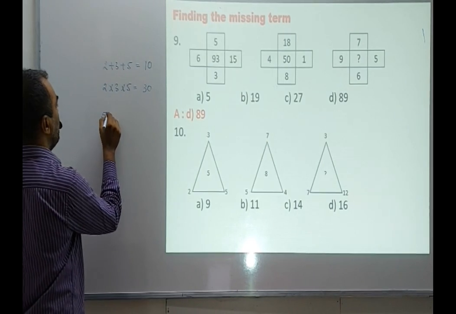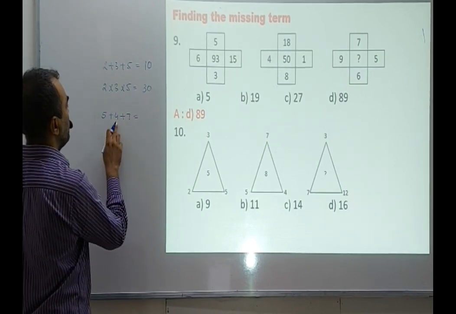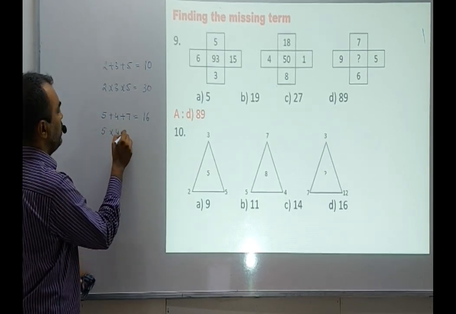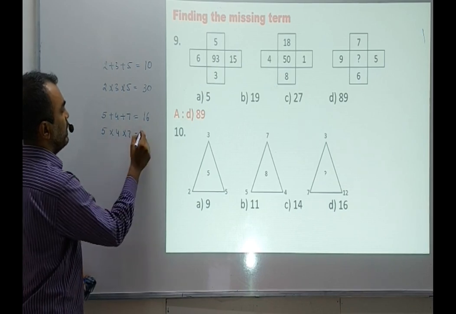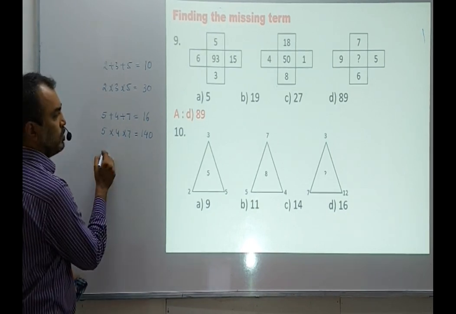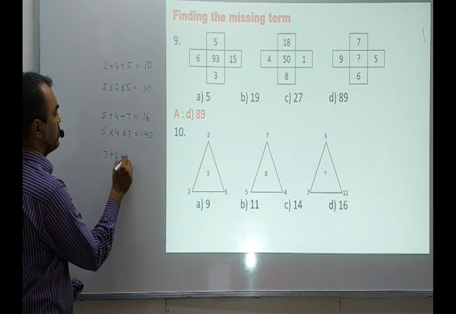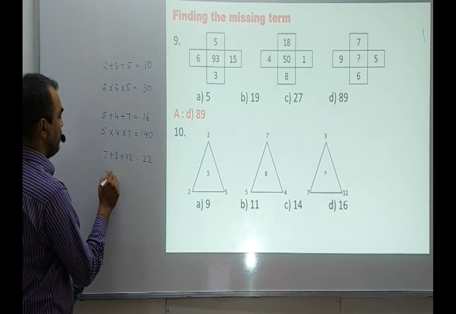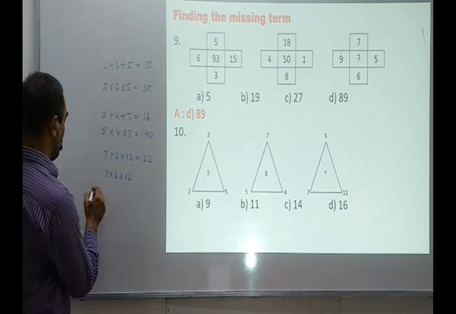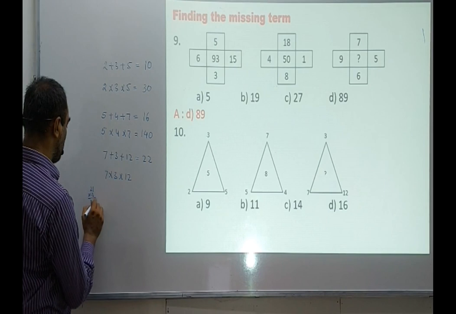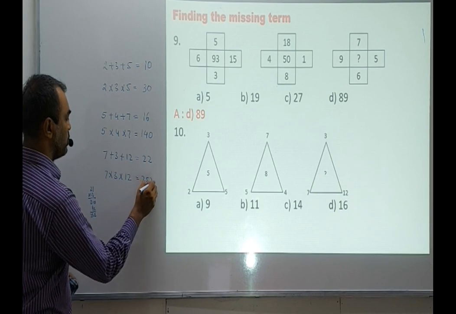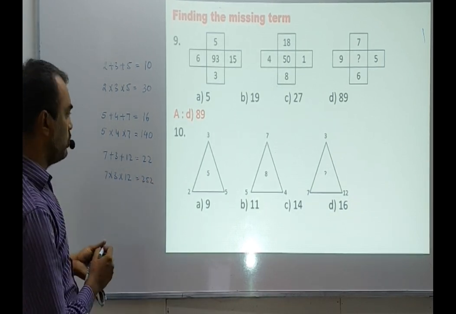Here, 5 plus 4 plus 7: 5 plus 4 is 9, 9 plus 7 is 16. And 5 into 4 into 7: 5 4s are 20, 20 7s are 140. Then I have 7 plus 3 plus 12 is 22, and 7 into 3 into 12: 21 into 12, we get 252. So here I have done this for you.